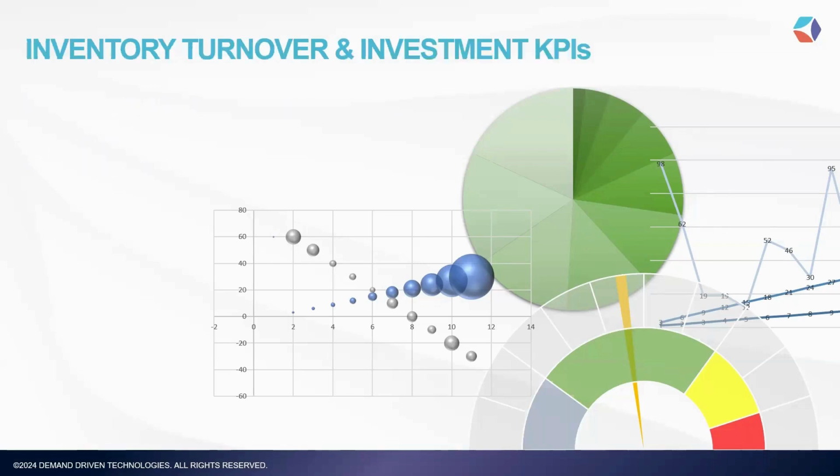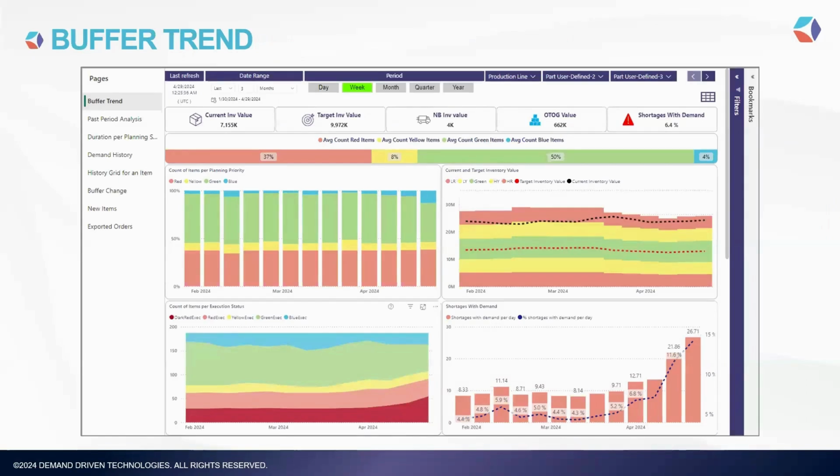Starting with inventory turnover and investment KPIs. When you open up your historical performance reports, this is usually the first chart that you're going to see. I'm showing you the first 4 charts, but below it there are another 6, so there's plenty more when you scroll down. But this chart is the first place I want to look. I want to look at targets. What am I aiming towards?